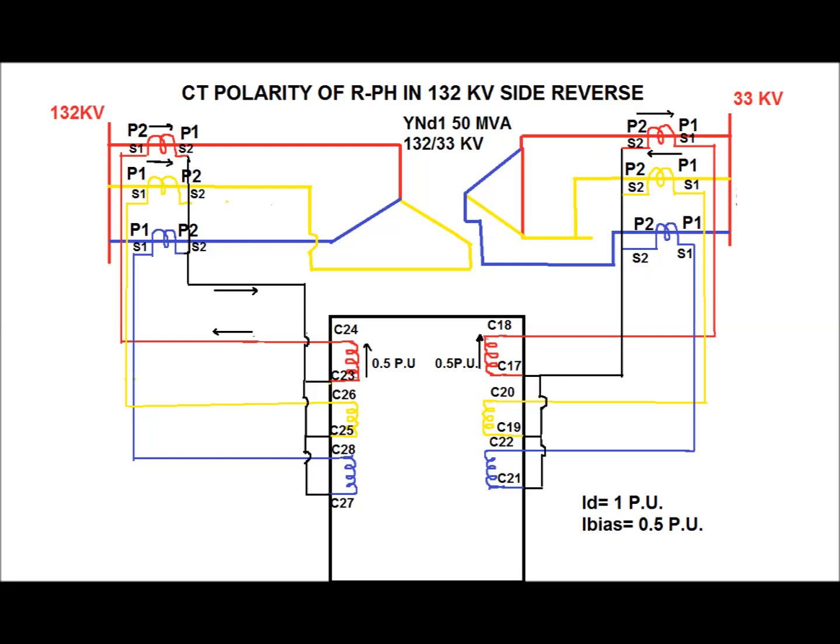Hence, since ID is the vector sum of the currents, here ID will be the sum of the two currents, that is 1 per unit for 50% full load current, and I bias will be the average of the two currents, that is 0.5 per unit. Hence the relay will send a trip signal on normal load condition, that is, maloperation will be caused due to the CT polarity reversal in the red phase of the power transformer.